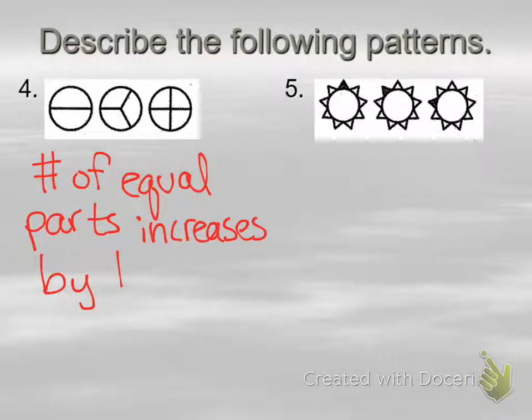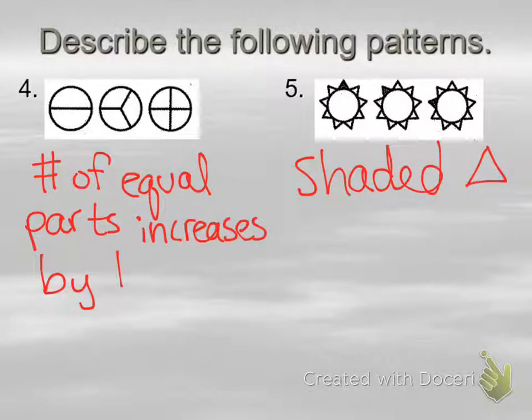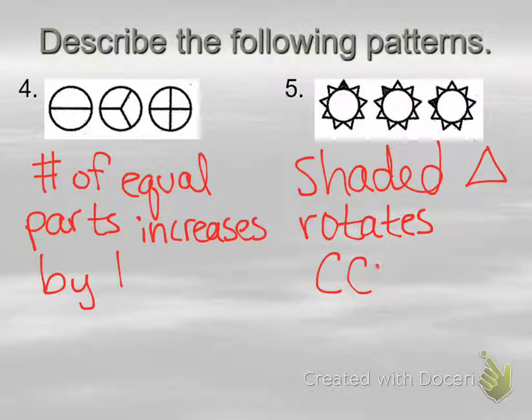What would we say to describe the pattern in number 5? Brandon? Moves to the left or moves, would we call that clockwise or counterclockwise? Counterclockwise, good. So you could say the black triangle or the shaded triangle rotates counterclockwise 1 space. Something to that effect.